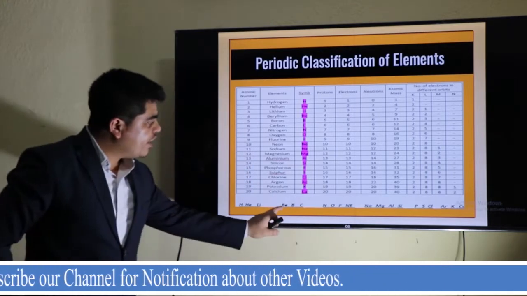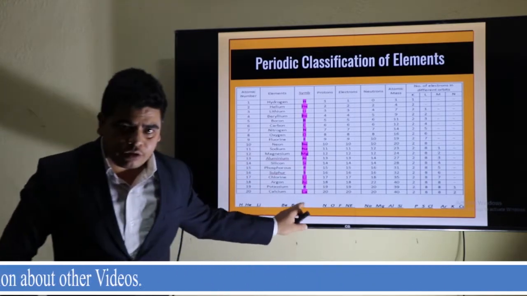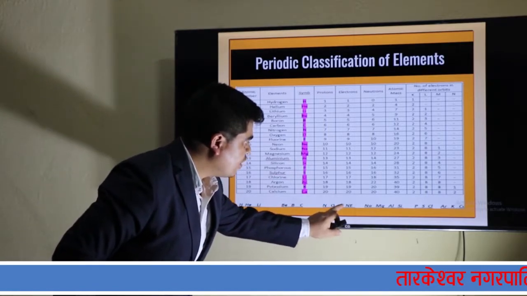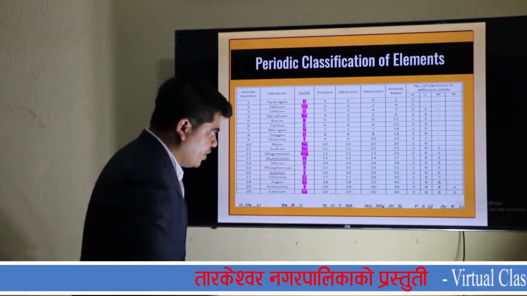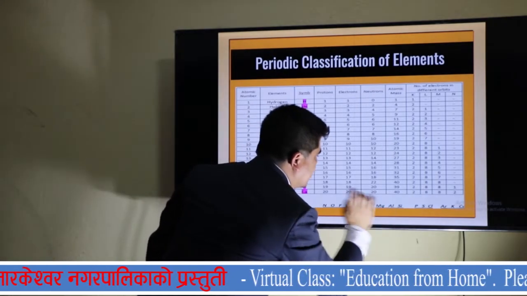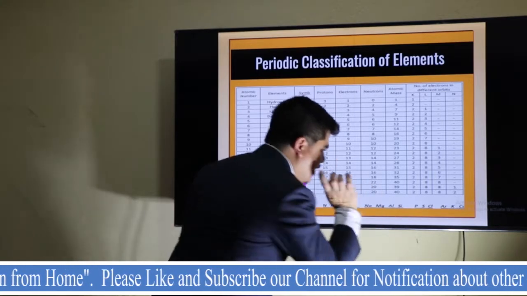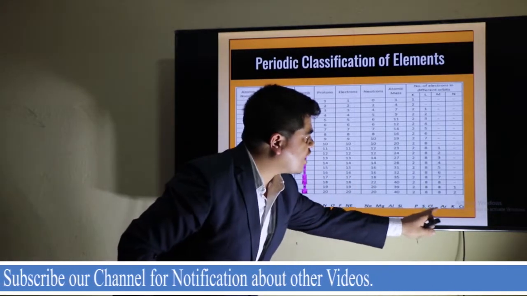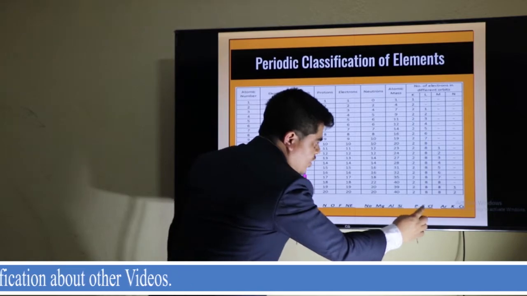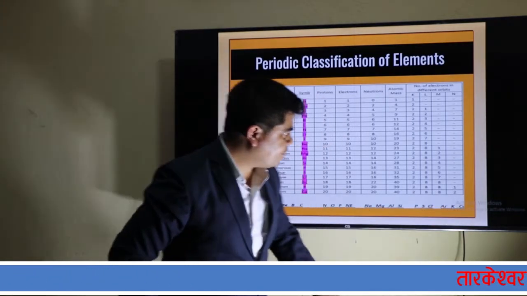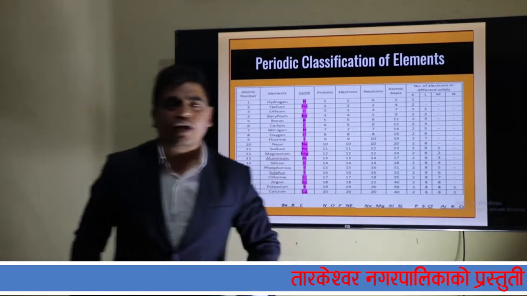Beryllium, boron, carbon, nitrogen, oxygen, fluorine, neon, sodium, magnesium, aluminium, silicon, phosphorus, sulfur, and chlorine, argon, potassium, and calcium.